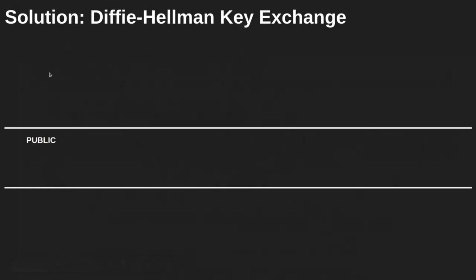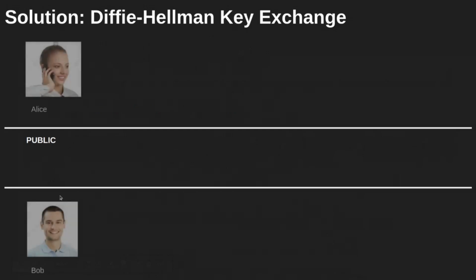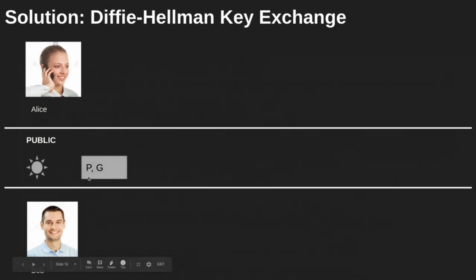Okay, so let's go through what you do in Diffie-Hellman key exchange. Let's say there are 2 people, Alice and Bob, and they want to send messages between each other, or they want to have a shared key. Well, first thing they do is they agree on 2 numbers, P and G, and publish them to the public. P stands for prime. It's supposed to be some large prime number. And G stands for generator, which is some other number.